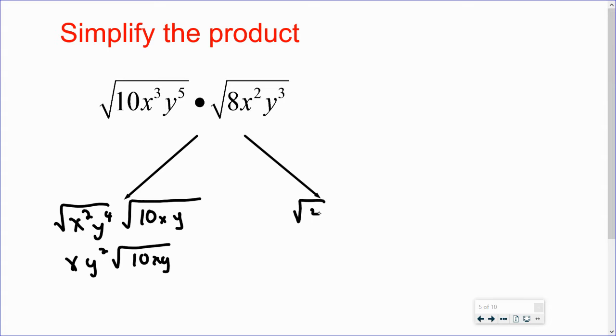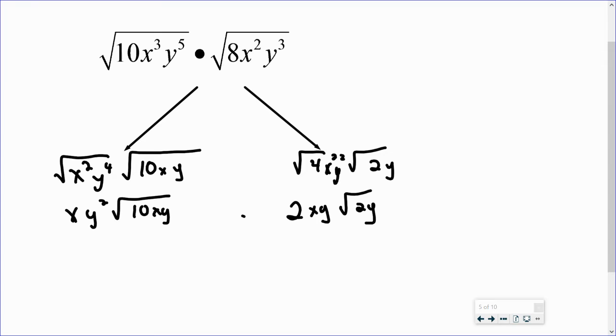Now let's do the other one. 8 can be broken down as a 4 and 2. Let's take an x squared and a y squared out, left with a y. So this is 2xy times square root of 2y. Now what I would do is I just multiply these two things. The 2 has nothing to multiply by. I have x times x, so that's x squared. Y squared times y is y to the 3rd. And I can multiply those numbers here. And then when I multiply those numbers, I get 20xy squared.